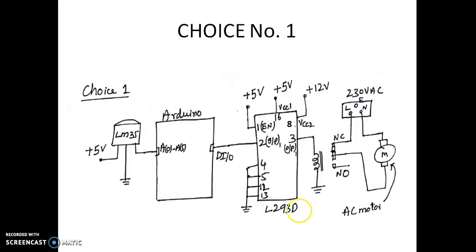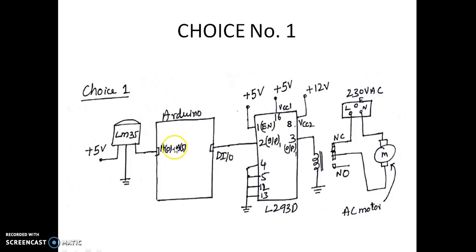Now this is one of the possible choices to implement this particular task. Here we are asked to switch off the AC motor if the temperature goes above 35 degrees. Now you can see the LM35. Please identify the terminals properly as per the data sheet of LM35. You have to connect one terminal to the DC voltage, that is 5 volt, the other one to ground, and one more pin is connected to the Arduino input.